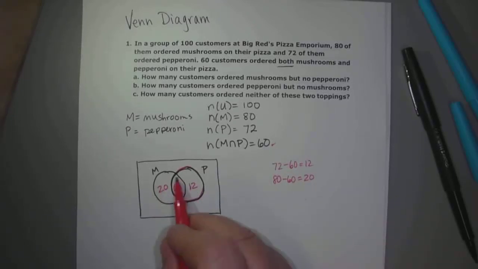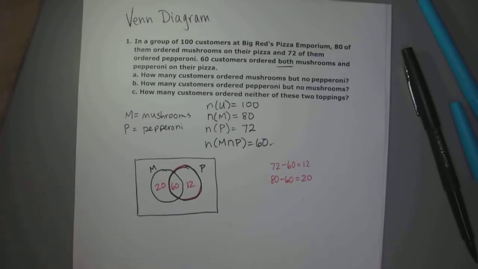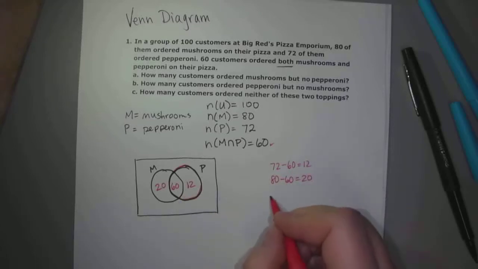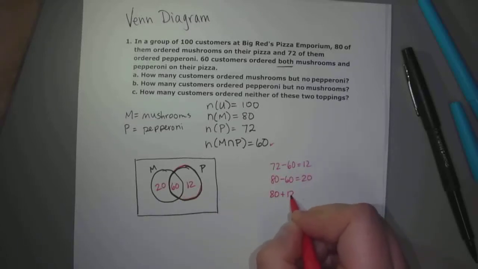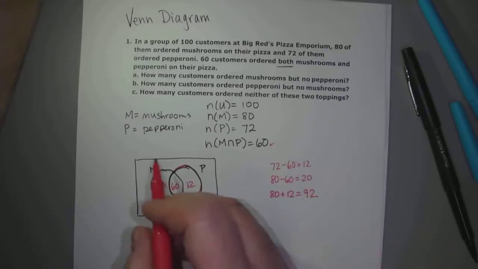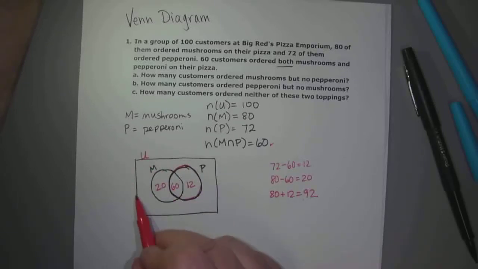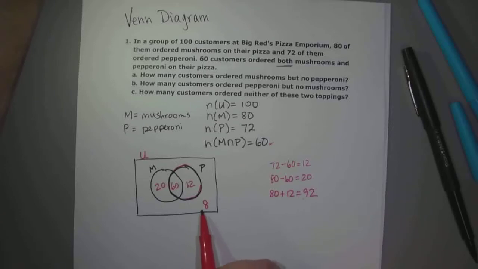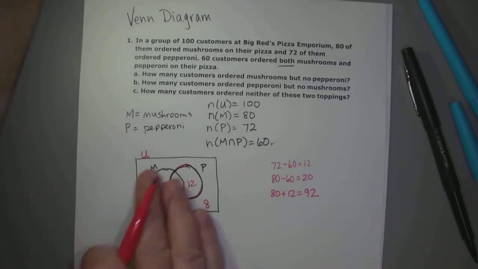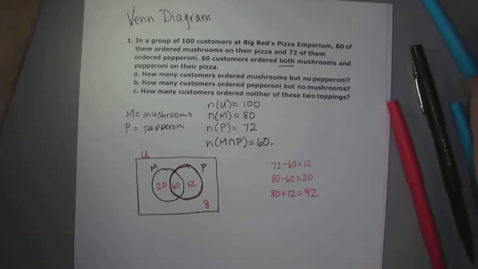And now, how many does this add up to? So that adds up to 80 for the mushrooms plus 12 more, 92, and there was 100 people altogether. So there's 8 people that didn't order mushrooms or pepperoni, so we'd put that outside. And then once you have your Venn diagram, you can answer any questions.